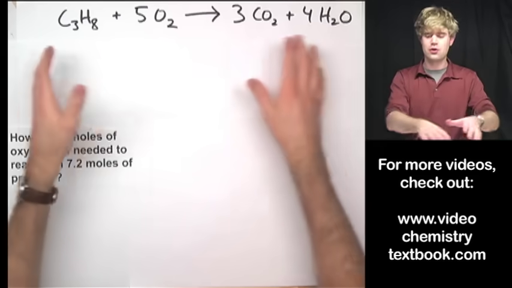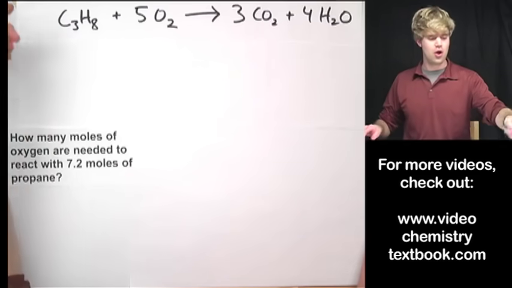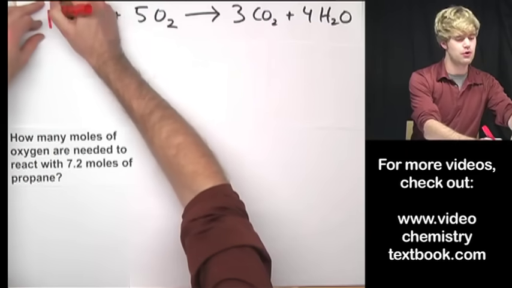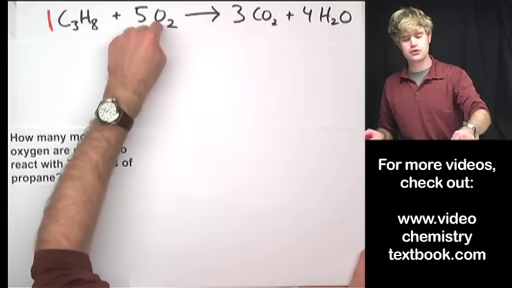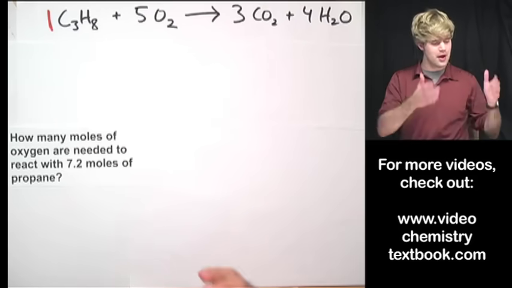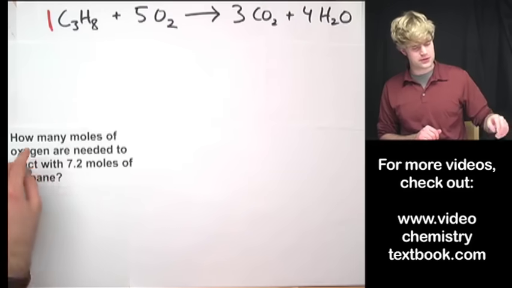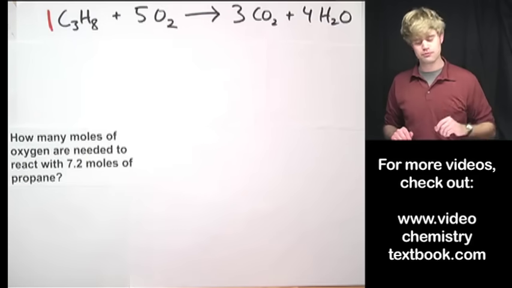So here we have an equation that talks about propane burning, which is C3H8. Nothing in front of this, so we can put a 1 here. 1 mole of this plus 5 moles of O2 gives me 3 moles of CO2 and 4 moles of H2O. My question here asks me how many moles of oxygen are needed to react with 7.2 moles of propane.